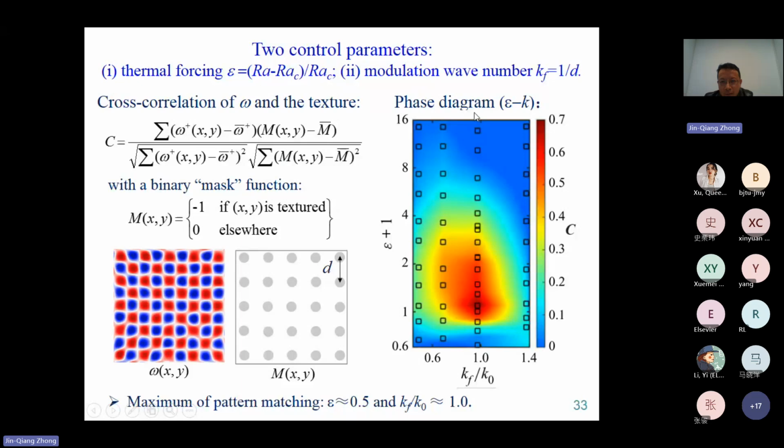On the right figure, we show, in the phase diagram of epsilon and the modulation wave number kf, the value of this Clock's correlation function. We found the Clock's correlation function has a maximum when epsilon is about 0.5, and the modulation wave number is equal to the mean wave number of the vortices. This is the optimal control parameter we can use to modulate vortex motion. Varying these control parameters will reduce the correlation function.